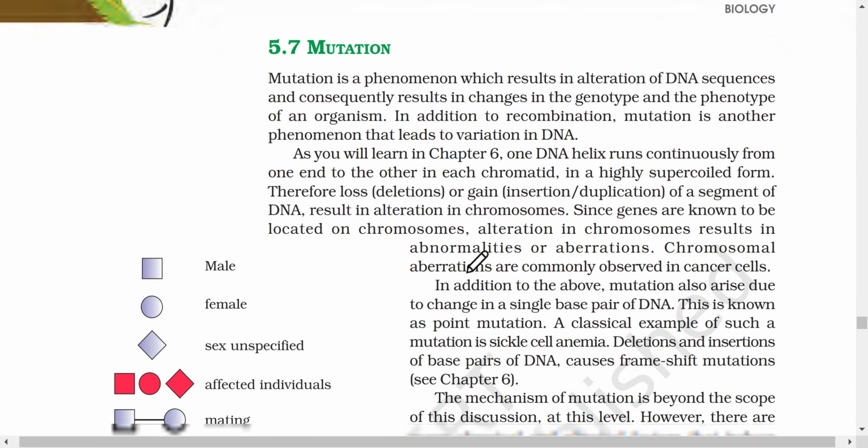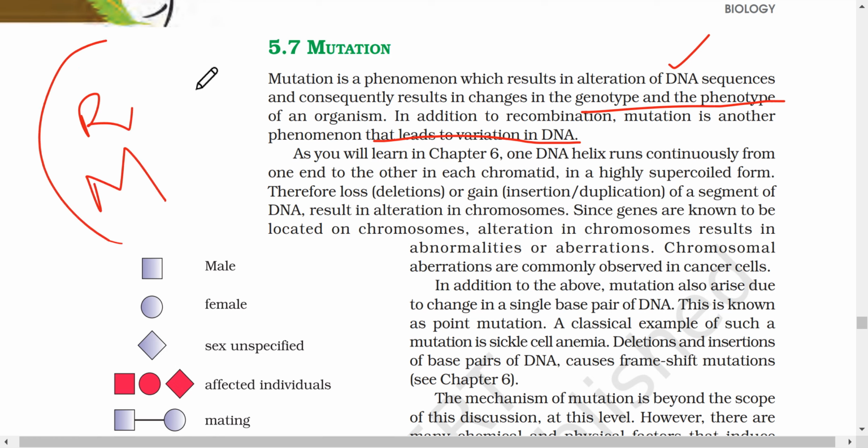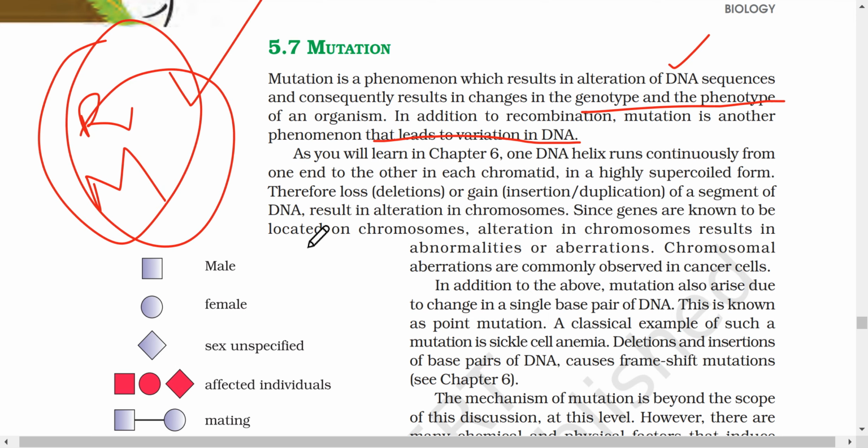Now mutation is a phenomenon which results in alteration of DNA sequences and consequently results in changes in the genotype and the phenotype of an organism. In addition to recombination, mutation is another phenomenon that leads to variation in DNA. तो एक तो हमारा recombination से आता था, DNA alter होता था, और अब mutation भी है जिसकी वजह से DNA alter हो सकता है.